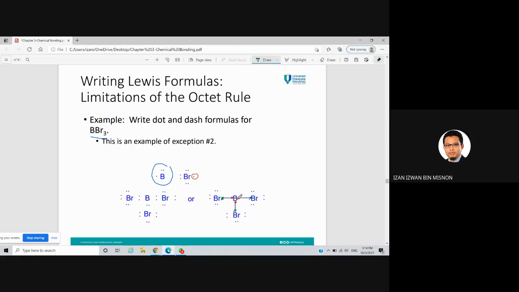So in this case, boron will only have 6 electrons: 1, 2, 3, 4, 5, 6. Instead of having 8 electrons, boron will only have 6 electrons. That violates the octet rule. For bromine, it is clear: bromine will have 8 electrons. So that is the example for exception number 2.